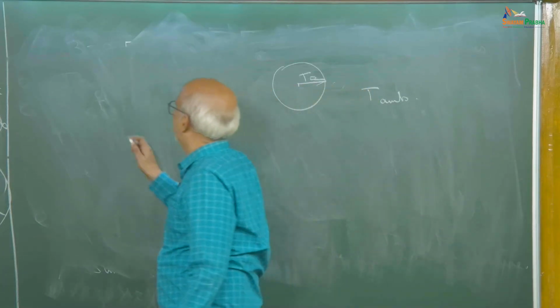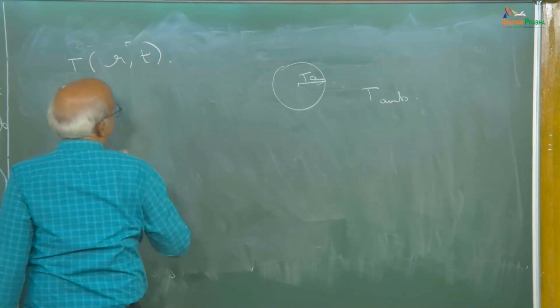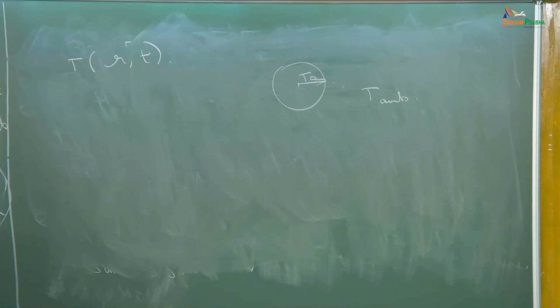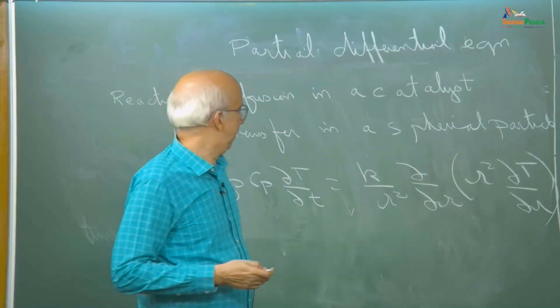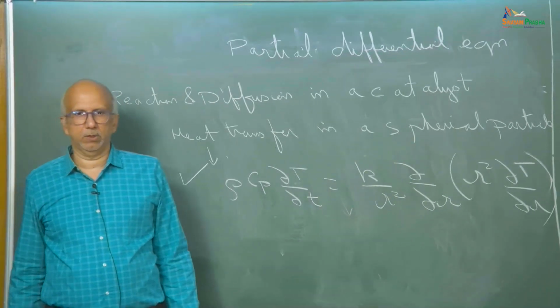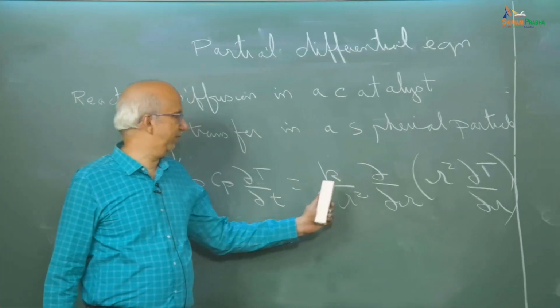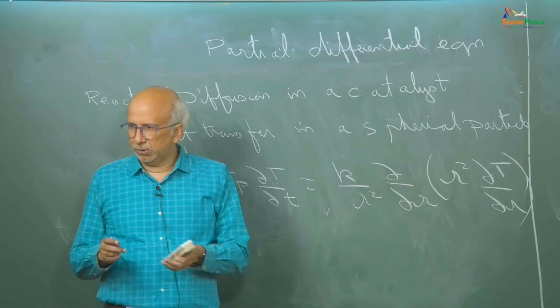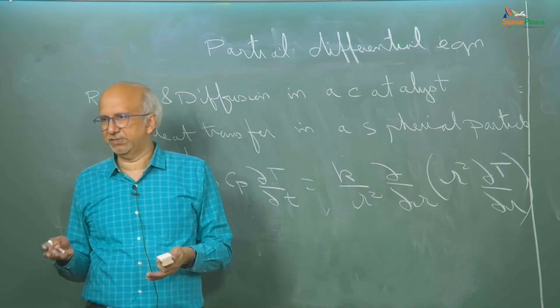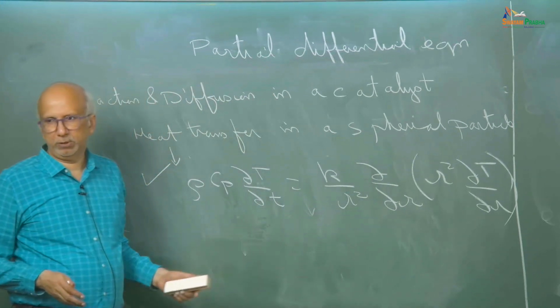Okay. So, temperature is a function of R and T, and what we want to do is find out what is the dependency on R and T. To find that out, you have to solve this equation. Again, for the particle there is density, specific heat, this is the thermal conductivity, and that is your Laplacian, because I am assuming heat transfer only by conduction, there is no convection or anything. So, only conduction and change with respect to time.